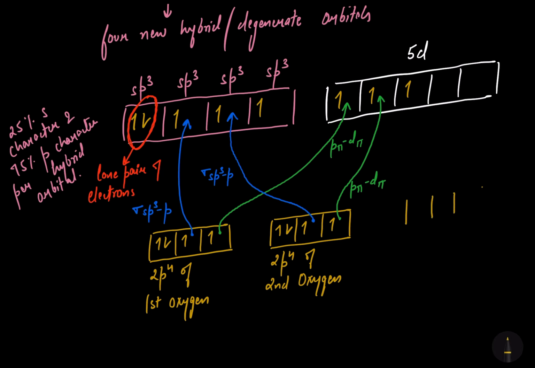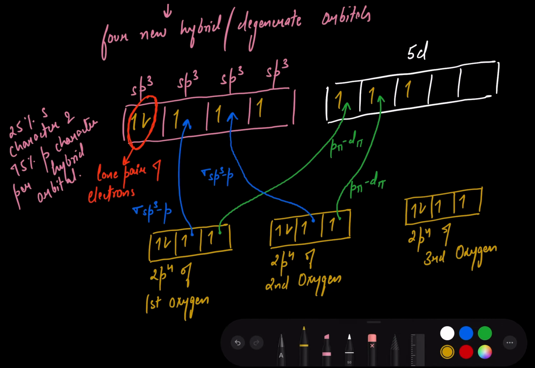That's the 2p4 of the third oxygen. Here again 2p is having 4 electrons: first, second, third, and the fourth. And here again we are left with 2 atomic orbitals of 2p, each having 1 electron, which will form the sigma and the pi bonds with the xenon.